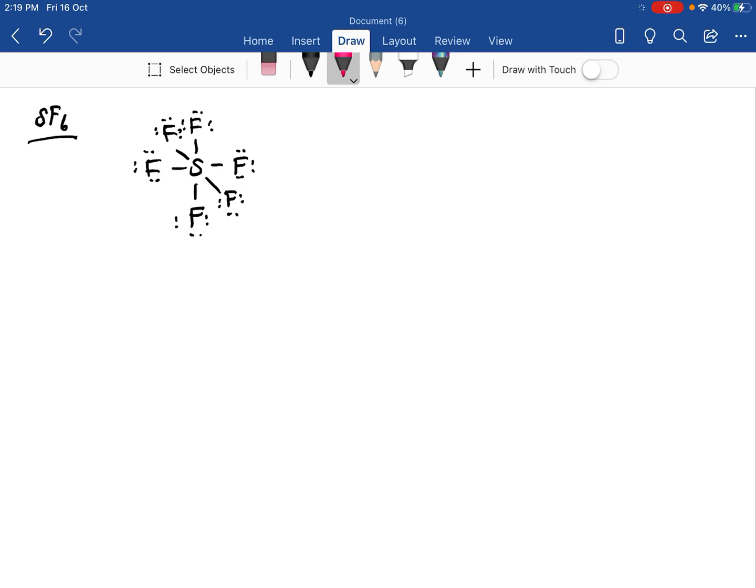Alright, let's consider the number of electrons around the central atom. We have 1, 2, 3, 4, 5, 6 pairs of electrons around the central atom. Therefore, it will assume the shape of octahedral. So this is how we are going to draw octahedral.